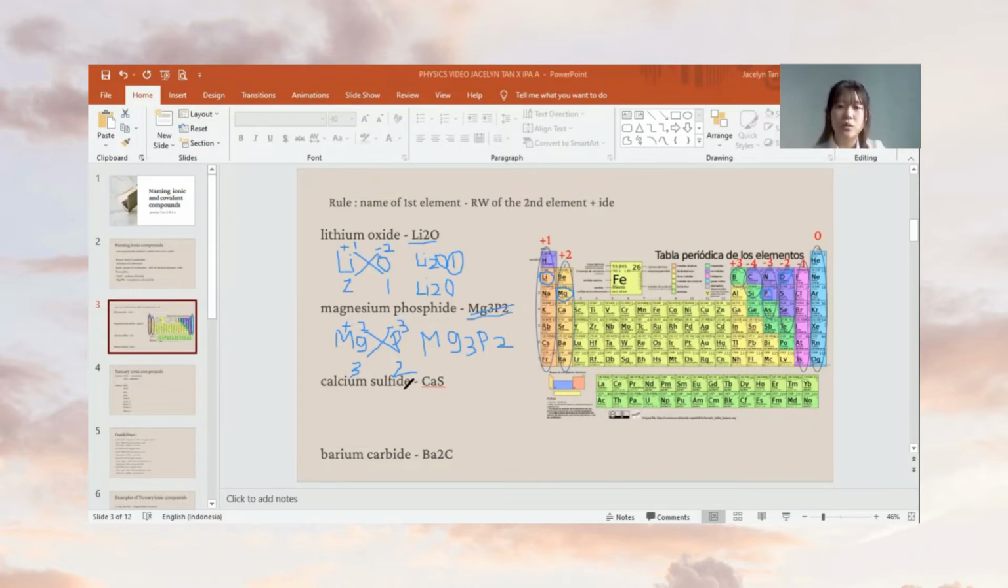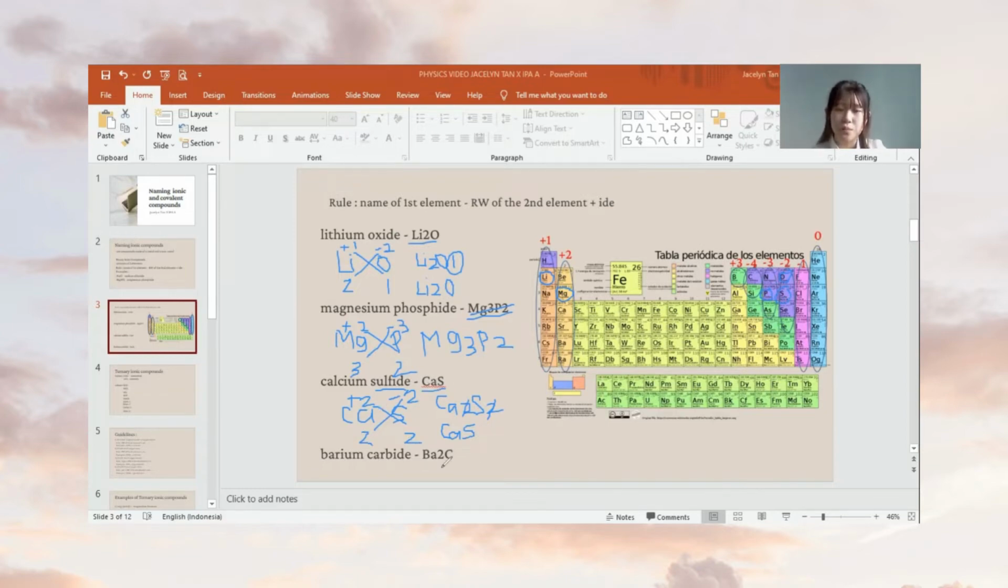So next, calcium sulfide. Calcium is Ca, so it is positive 2. Sulfide is S, so it's negative 2. And we cross multiply it. So we got Ca2S2. We can simplify it by dividing both of them by 2. So we got CaS. The same.